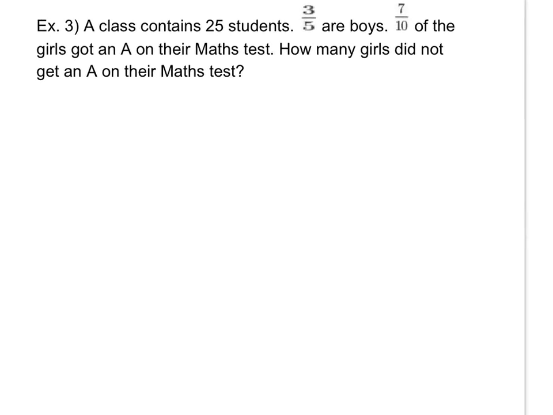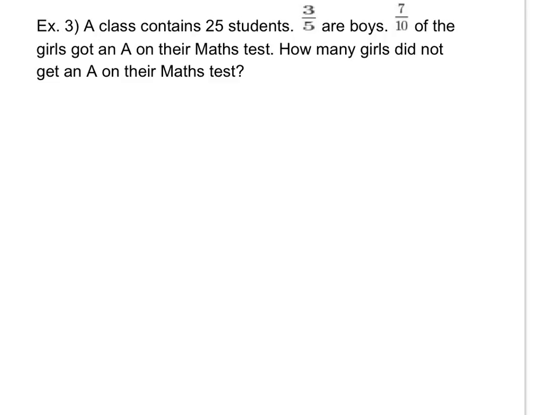These are the type of ones that are going to come up much more often. So, a class contains 25 students. 3/5 are boys. 7/10 of the girls got an A on their maths test. How many girls did not get an A on their maths test?